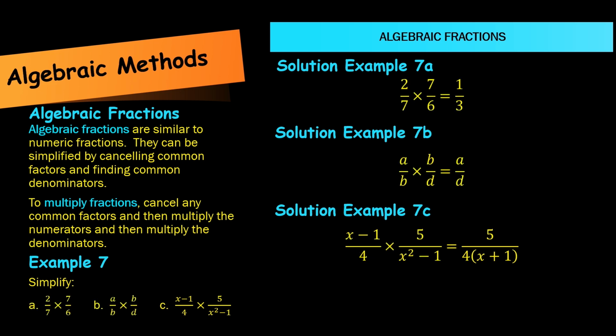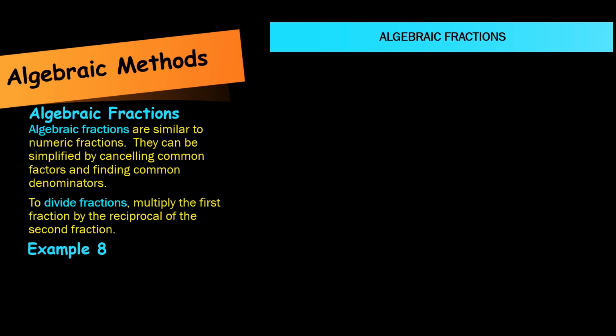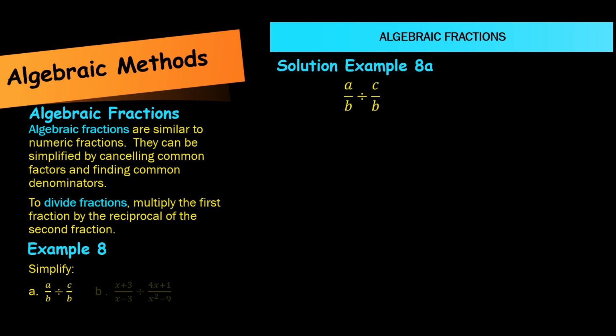Now let's take a look at another example. We are required to simplify the fractions shown on your screen. Pause the video and have a go. Press play when you're ready to view the solutions. So let's take a look at part A first. We have a over b divided by c over b. We therefore turn over the second fraction and multiply instead. So we have a over b times b over c.